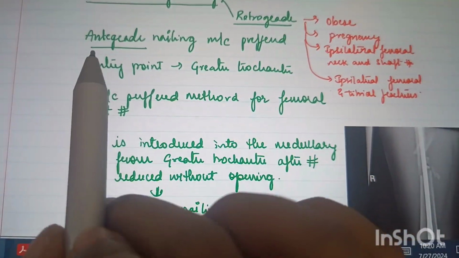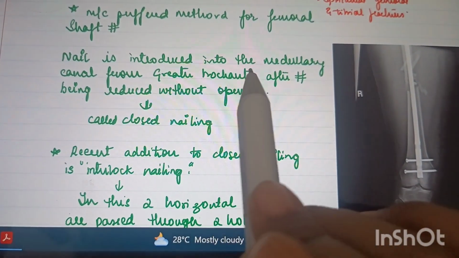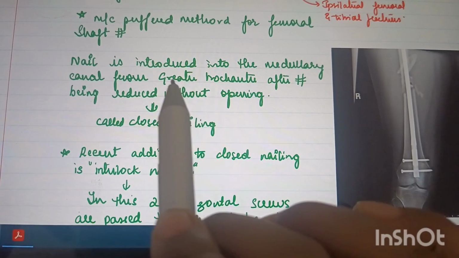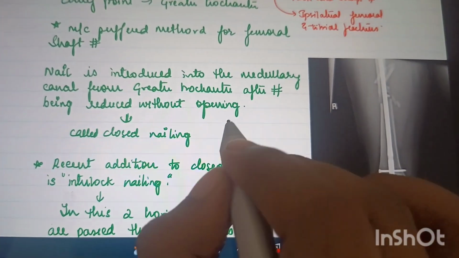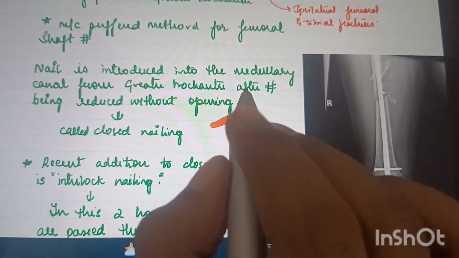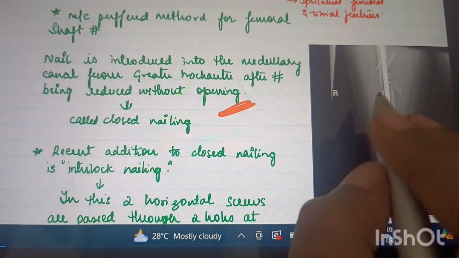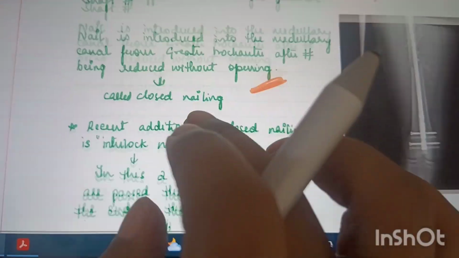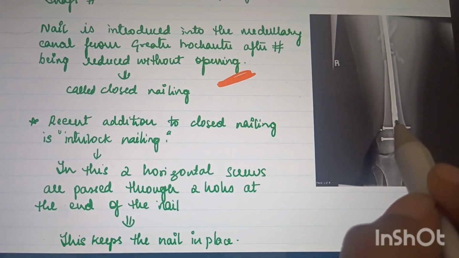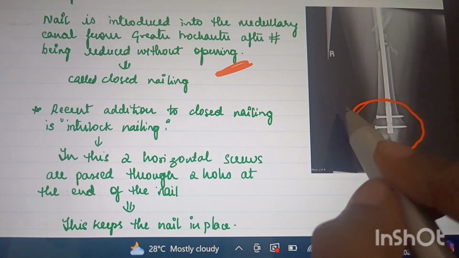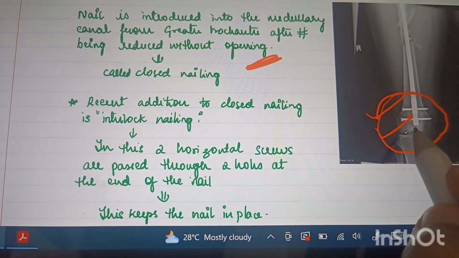Okay, so for antegrade nailing, the entry point is usually the greater trochanter. The nail is introduced into the intramedullary canal from the greater trochanter after the fracture is reduced without opening. So once the fracture is reduced, when you introduce an intramedullary nail without opening it, this is known as closed nailing. A recent addition to closed nailing is interlock nailing. In interlock nailing, you can observe that 2 horizontal screws are being applied. This is applied in order to keep the intramedullary nail in its position.